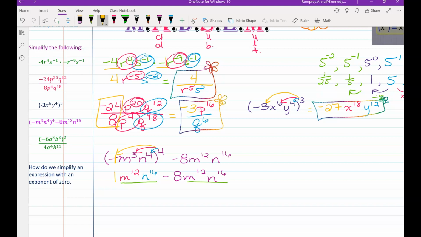So I've got negative 7 m to the 12th, n to the 16th. Because remember, those bases stay the same because that's our term. Our term is m to the 12th, n to the 16th. It just tells us that we have negative 7 of them this time. That's it. All right, go ahead and pause that video. Try the next one.